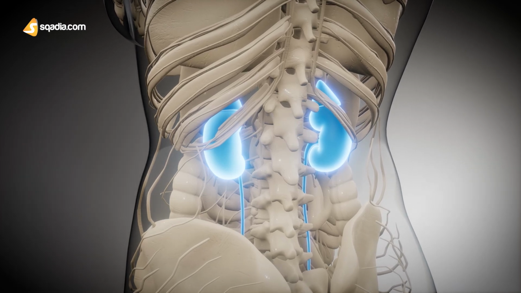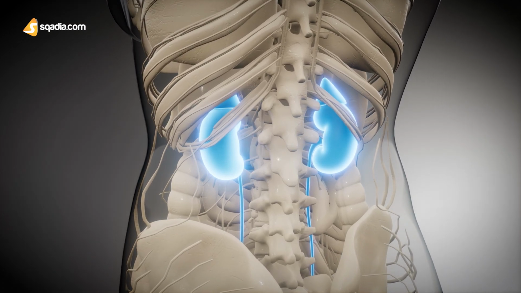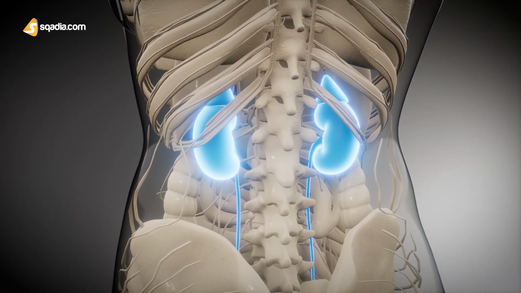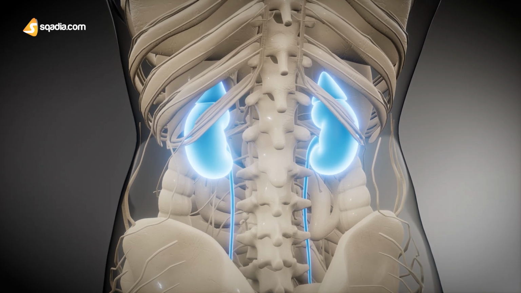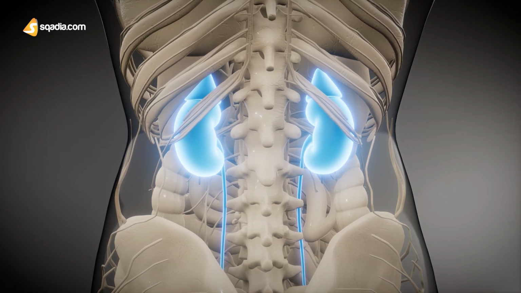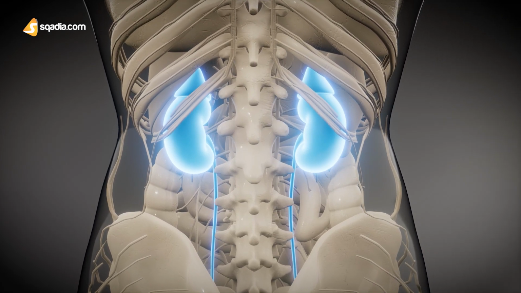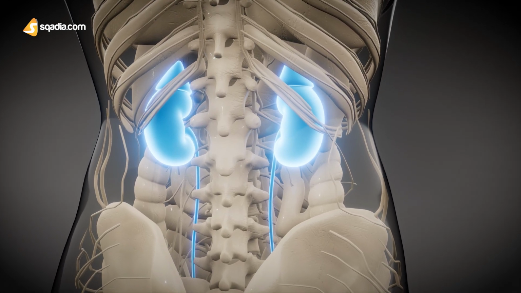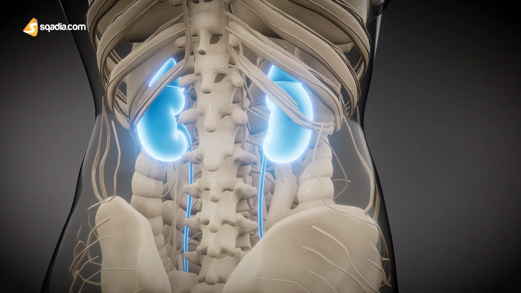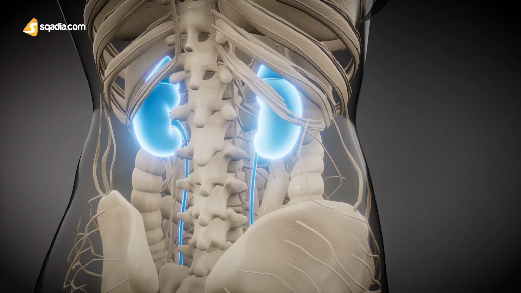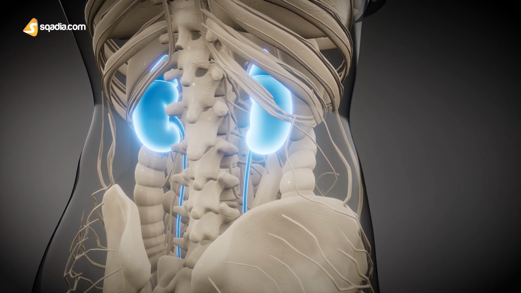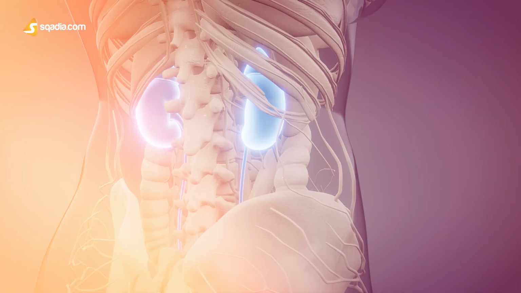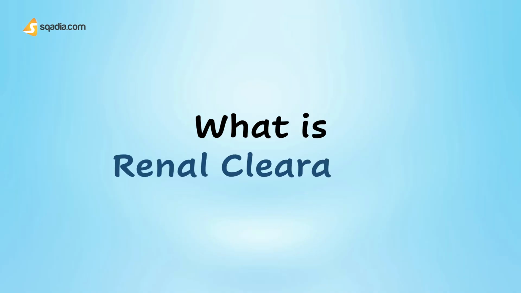Healthy kidneys filter about a half cup of blood every minute, removing wastes and extra water to make urine. The urine flows from the kidneys to the bladder through two thin tubes of muscle called ureters, one on each side of your bladder. Your bladder stores urine. But what is renal clearance?